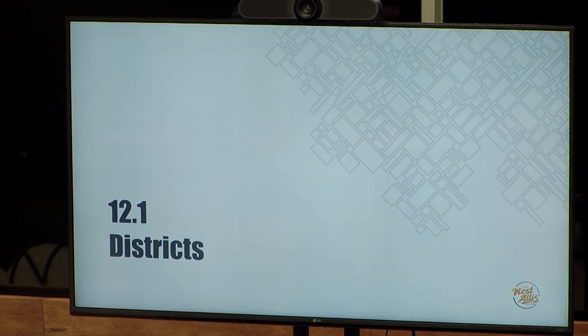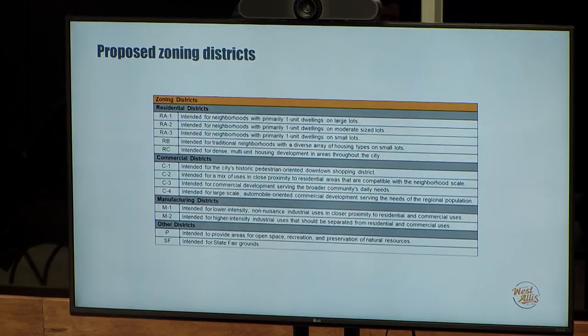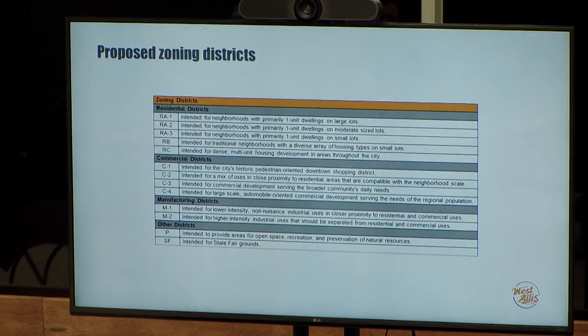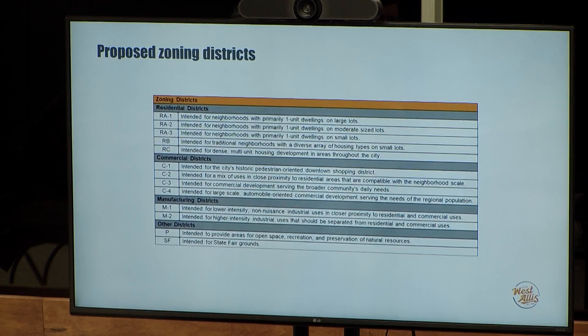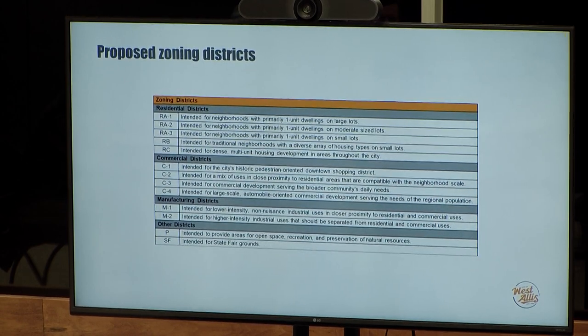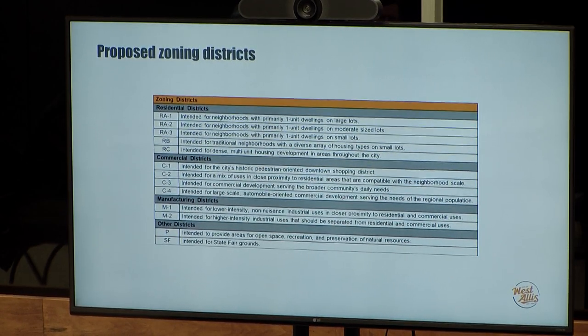This is where we establish our zoning districts and what can be built where. Everything is built from this section on. This is our proposed zoning district table. It's very similar to what we have right now. We have a group of residential districts, a group of commercial districts, a group of manufacturing districts, and then our other districts, which are our park district and state fair park district.